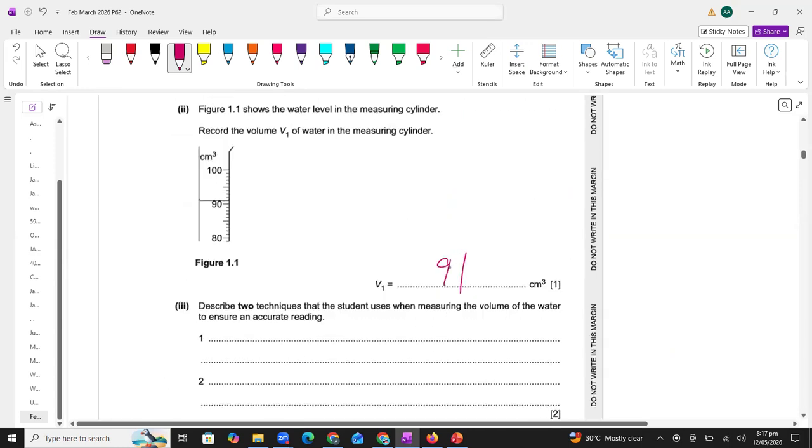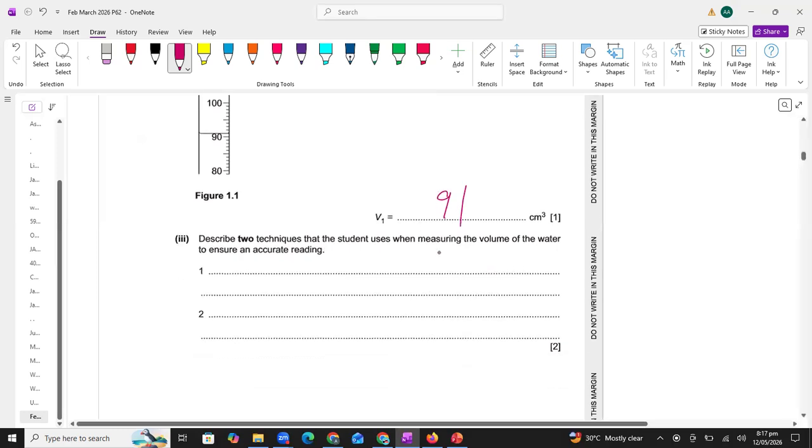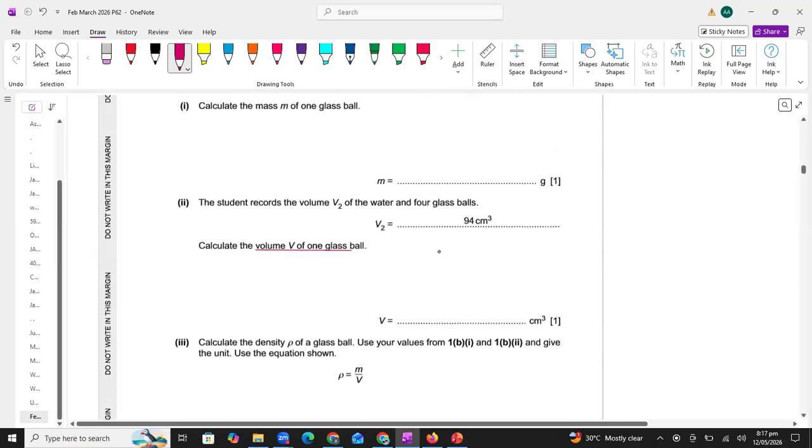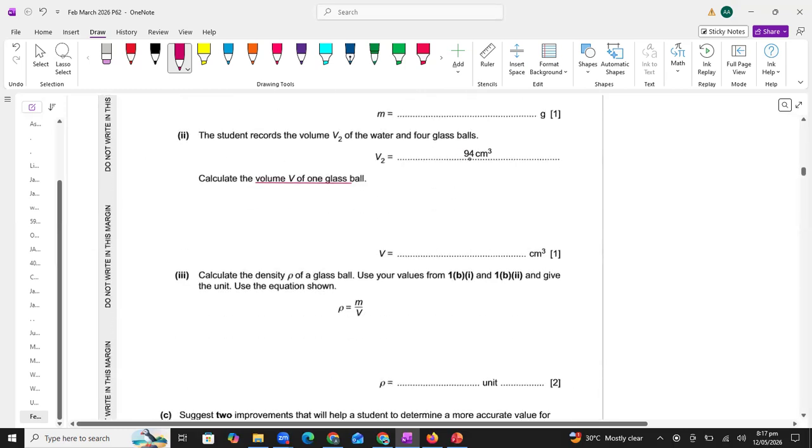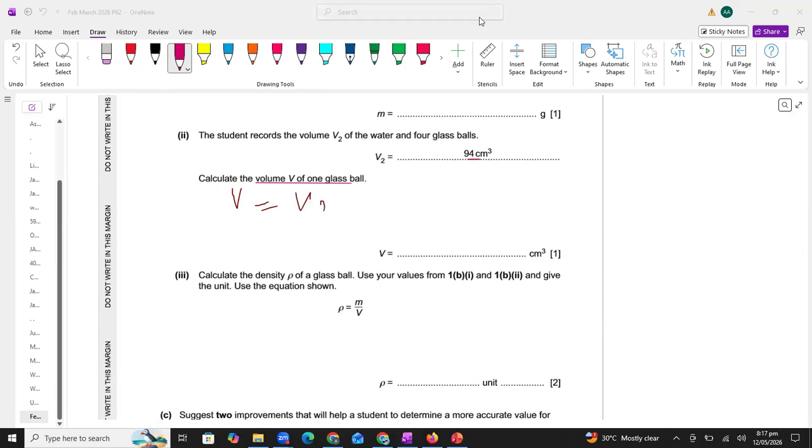So now you can see initially the water volume was 91 centimeter cube. That is the initial volume of water. And now the water, which is containing 4 glass balls, its volume is 94 centimeter cube. So we have to calculate the volume of 4 glass balls only. So V2 minus V1. V2 is the final volume, which is 94 centimeter cube. V1 is the initial volume of water, that was 91 centimeter cube. We will subtract both of them, students. So we will get 3 centimeter cube, which is the total volume of 4 glass balls.